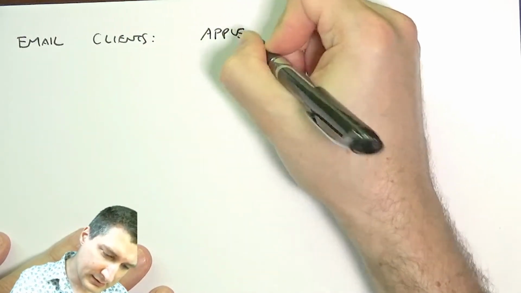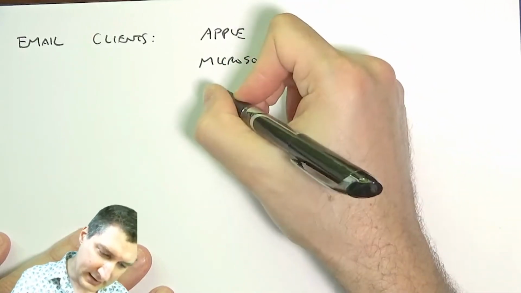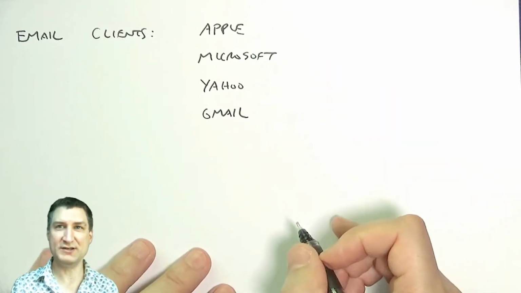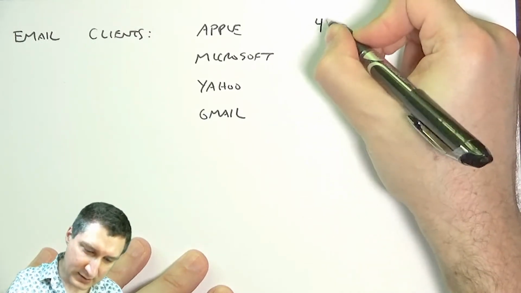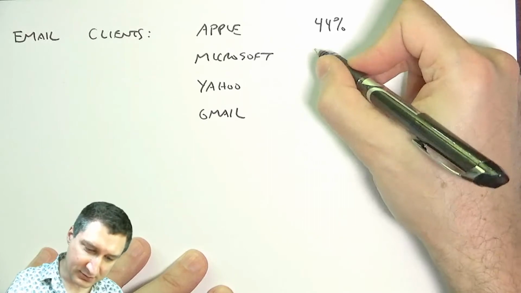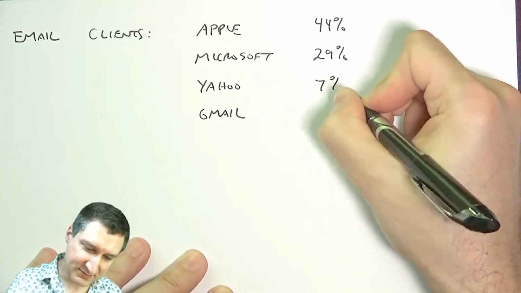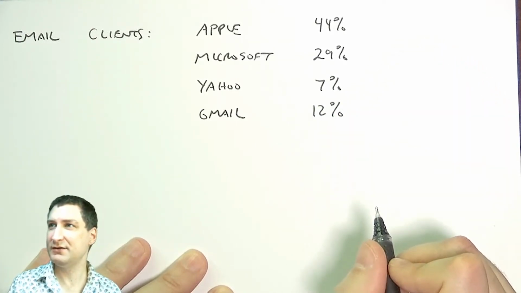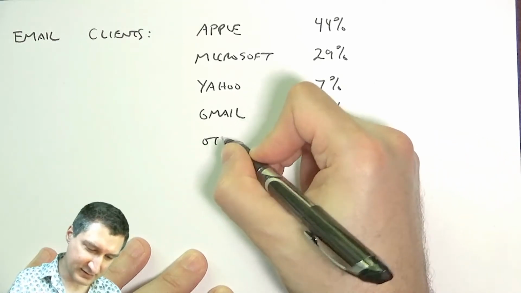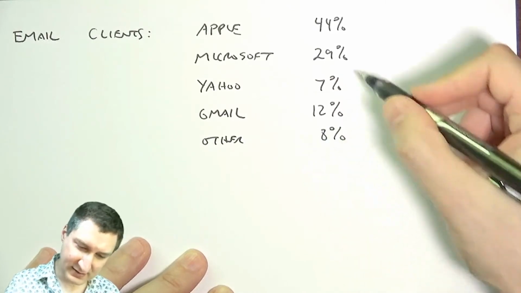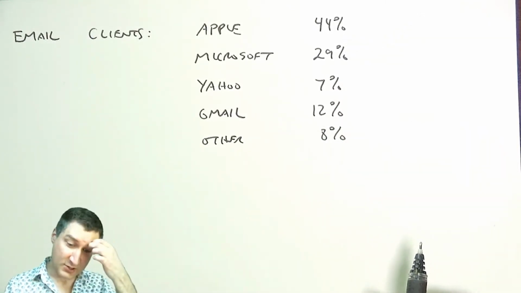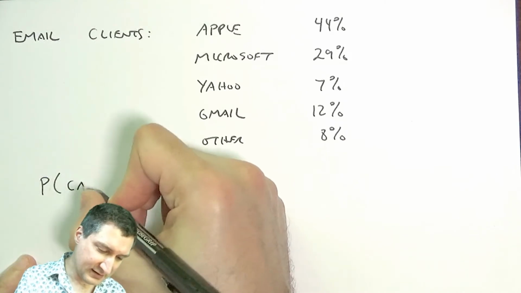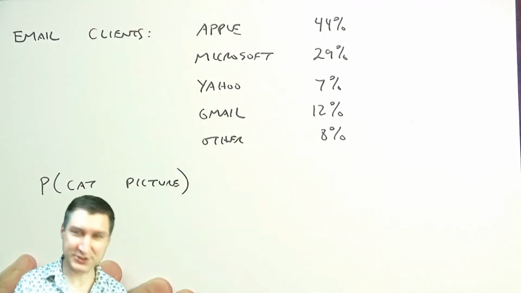Let's say I've got Apple, Microsoft, Yahoo, and Gmail. Okay, and let's suppose that at some point in time, the market share of each of these clients was as follows: 44% for Apple, 29% for Microsoft, 7% for Yahoo, and 12% for Google. And does that add up to everything? I guess I need to have an extra couple percentage, other, 8%. So now I've got these numbers add up to 100%, right? So now I want to ask, what's the probability of getting a cat picture going across the internet?